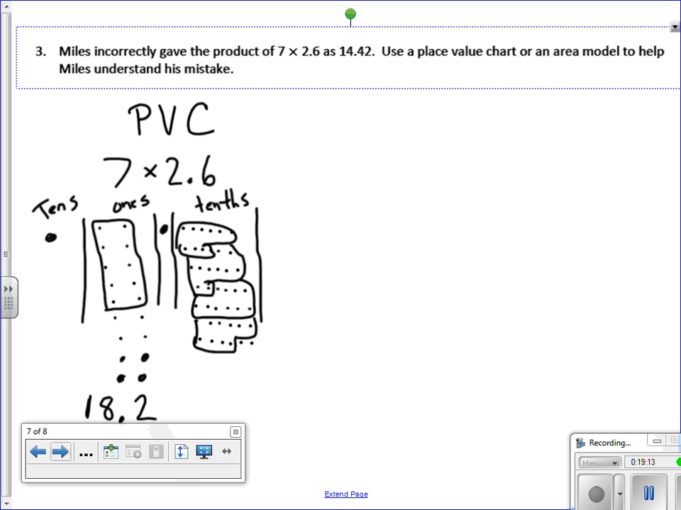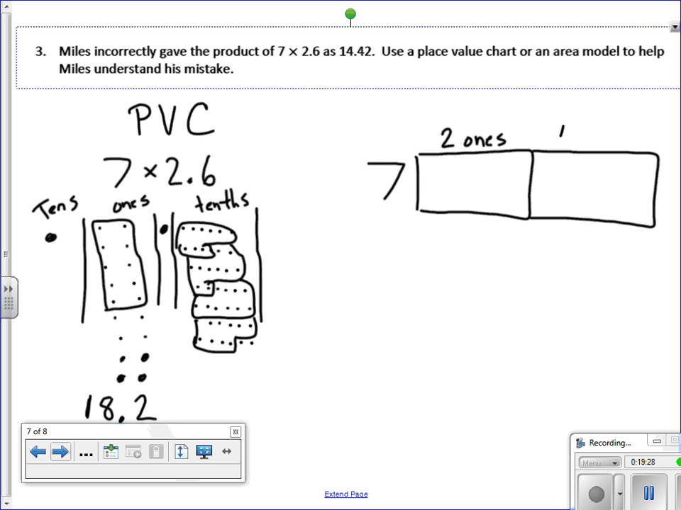The other way we could have done it is to use our area model. So we would have a 7 out front. We have 2 ones. And we have 6 tenths. So that's 7 times 2 ones. And that's 7 times 6 tenths.